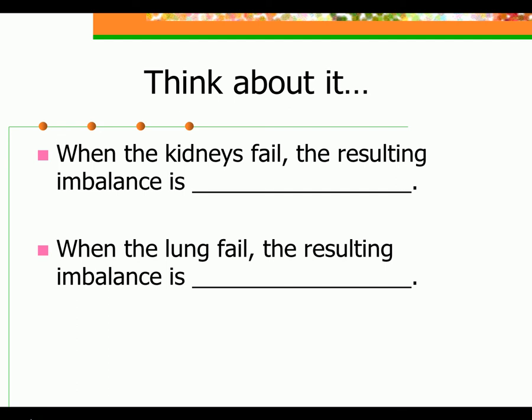So when the kidneys fail, the resulting imbalance is metabolic. You should have already been thinking metabolic. When the lungs fail, the resulting imbalance is respiratory. Lungs, respiratory.